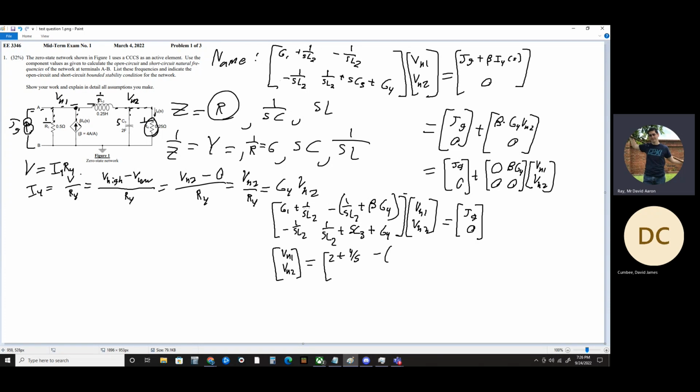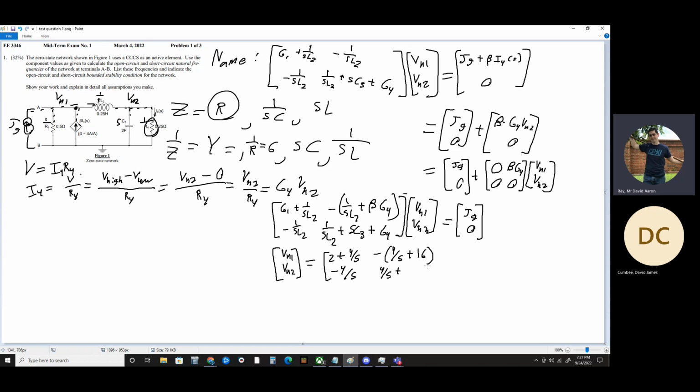Now for the right side, we have 1 over SL2. We know that's 4 over S plus beta times G4. So beta we see as 4, and then G4 is 0.25. So that is 4 over 0.25, so that's the same thing as 4 times 4, which is going to be 16. Now 1 over SL2 is going to be 1 over 0.25, so that is 4 over S. 1 over SL2 again, 4 over S.